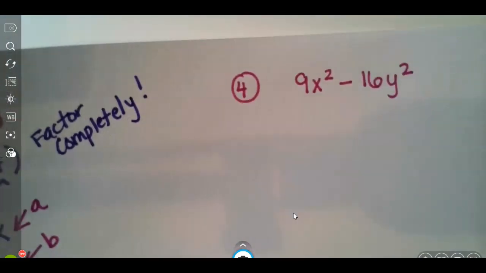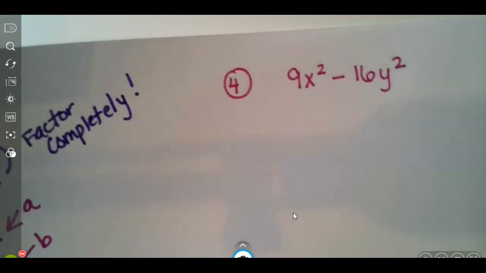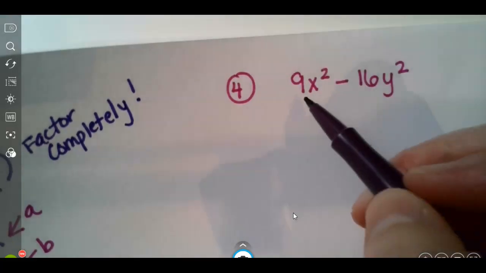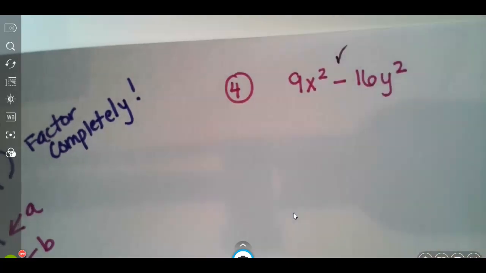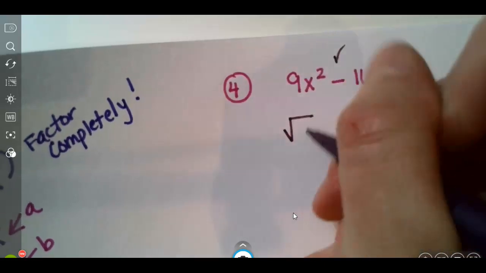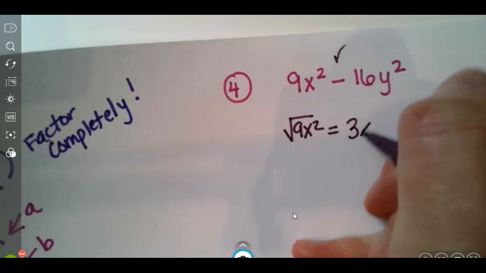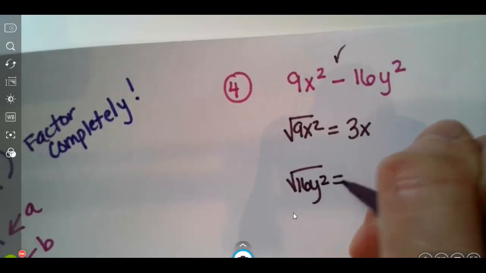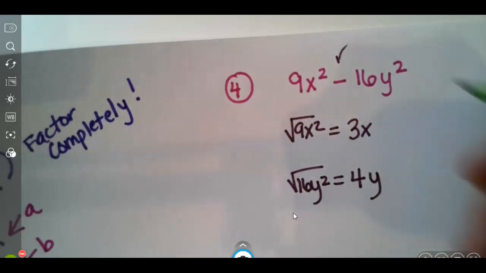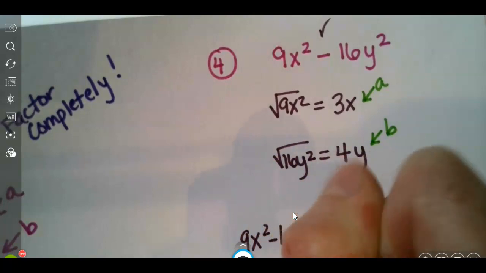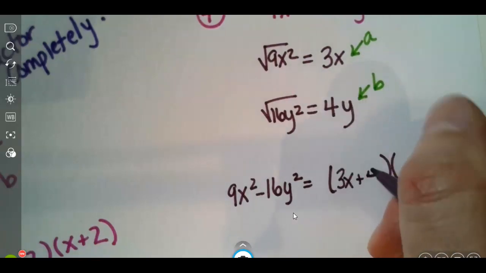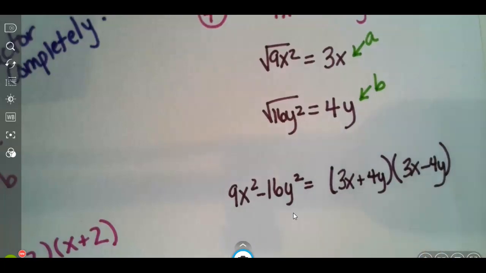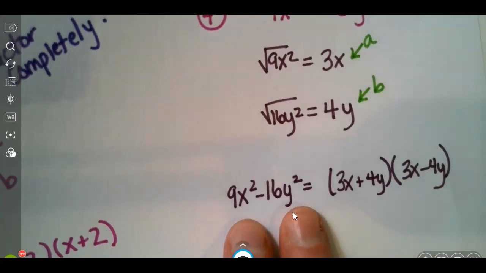And don't get weirded out if you see multiple variables. Again, as long as it fits our pattern, we're good to go and we can apply our factoring rule, the conjugates. 9x squared, both perfect squares. 16y squared, both perfect squares. Subtraction checks all the boxes. This is a difference of squares. So I'm going to take my square roots. That gets me 3x. Square root of 16y squared, that's 4y. Here's your A. Here's your B. So 9x squared minus 16y squared is 3x plus 4y, 3x minus 4y. Again, this multiplies out to give you this.